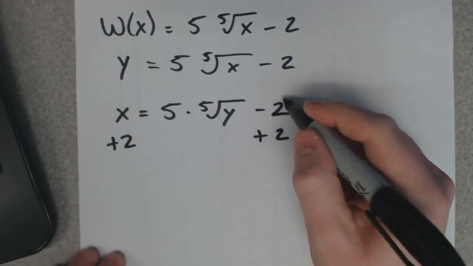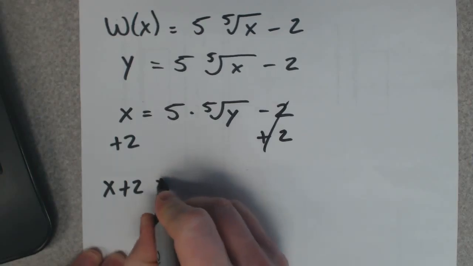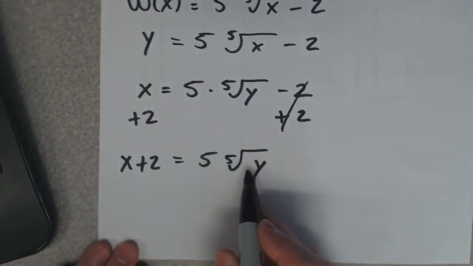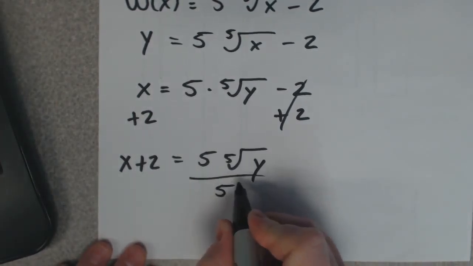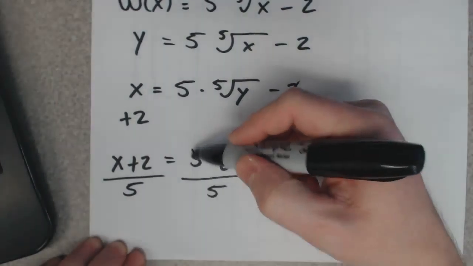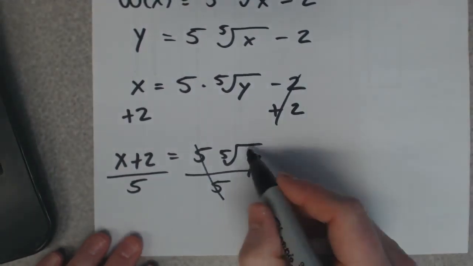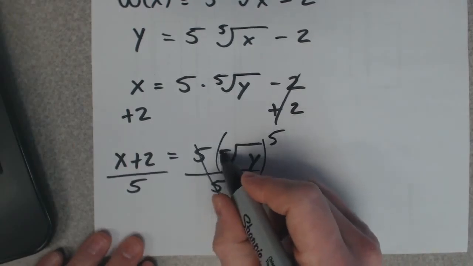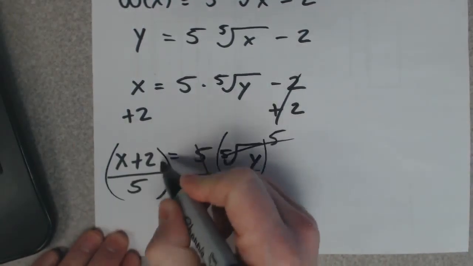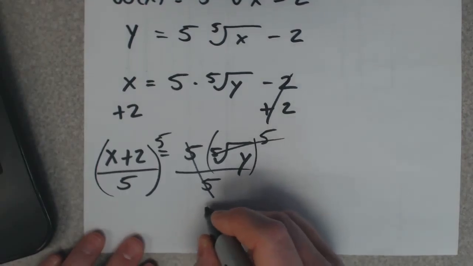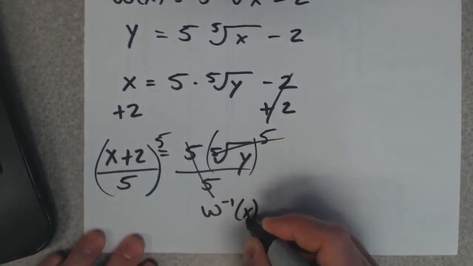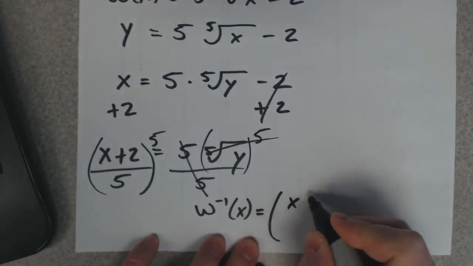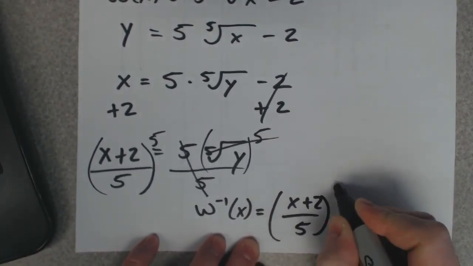So we're going to add the 2 away. Now this is being multiplied by 5, so we got to get rid of the 5 next. And 5 divided by 5 cancels to 1. Then how do you get rid of the fifth root? You take the power of 5. 5 and the fifth root cancel each other off. So you're left with the inverse function w of x plus 2 over 5 to the fifth power.